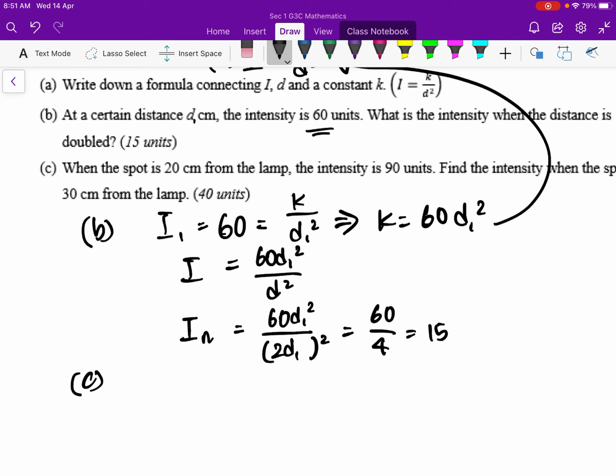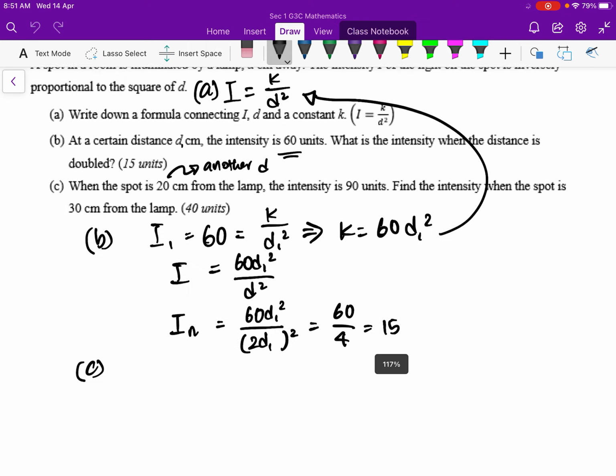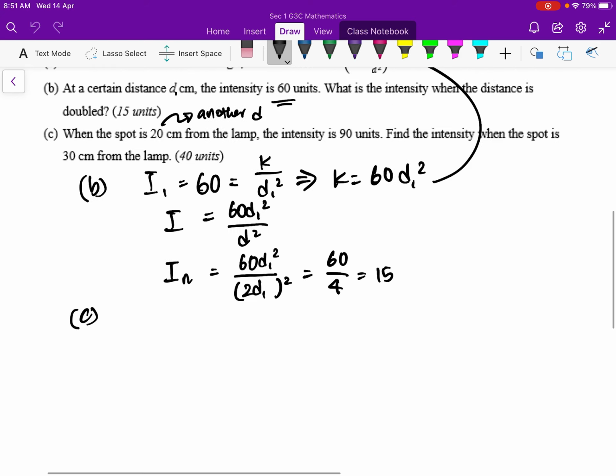Okay, next one. When the spot is 20 cm away, so now I have another distance. Another D. What shall we call it? Shall we call it D2, D3? Up to you, as long as you don't just leave it as D, because D itself is a variable. Another D, the intensity is 90. Find the intensity when the spot is 30 cm from the lamp.